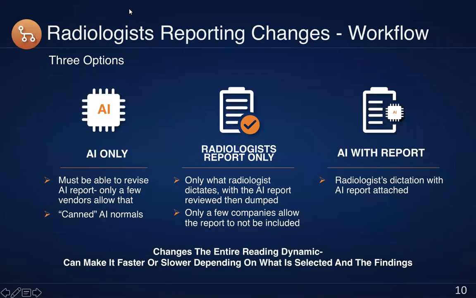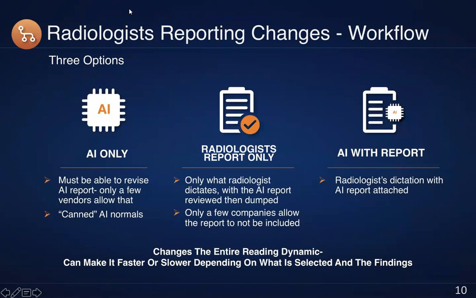You've got AI only, where basically AI does the report and the radiologist reviews it. If he or she agrees with it, they sign off on it, and that becomes the final report. It's the equivalent of a canned normal in a regular report for CT, MR or nuclear medicine; it's a canned AI report. But you must be able to revise the AI report. And sadly, only a few vendors allow you to modify that report.